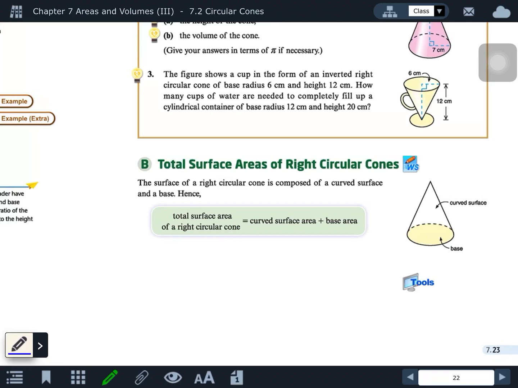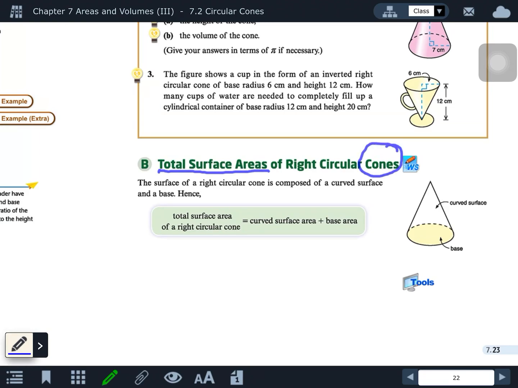Okay, guys, good morning. Today's lesson is about 7.2b in the area of volume, where we are calculating the surface area of the cone.